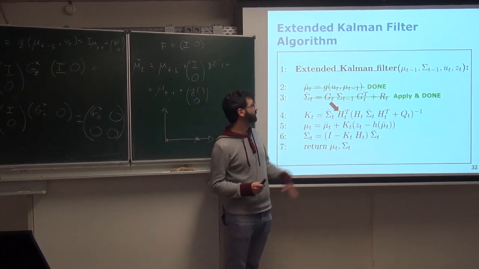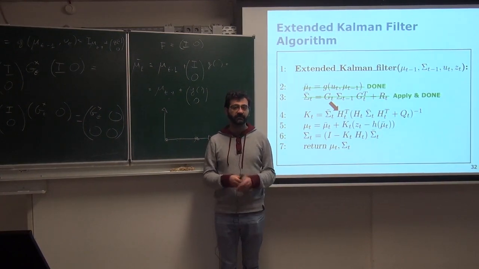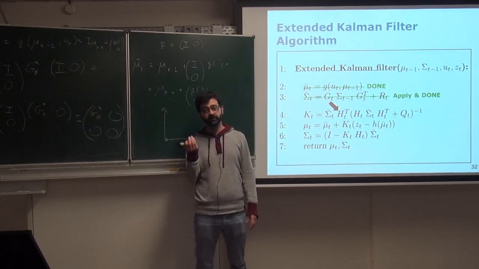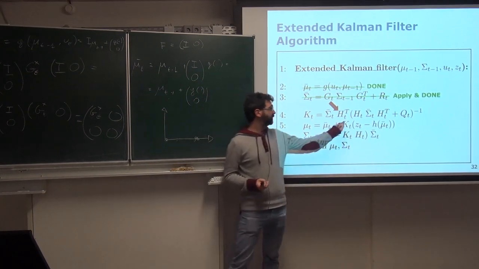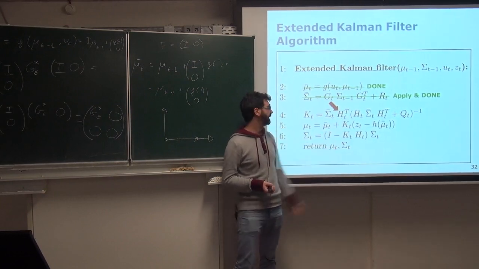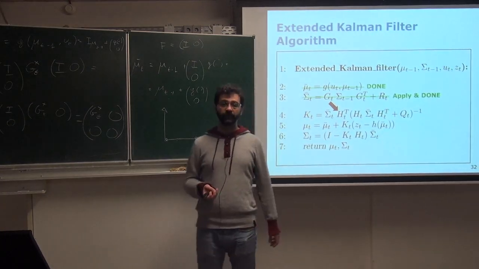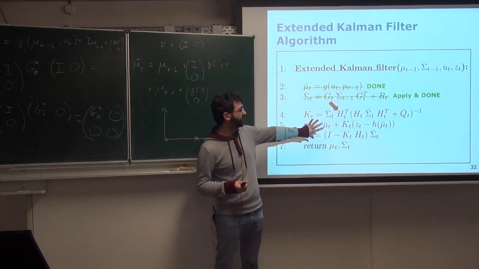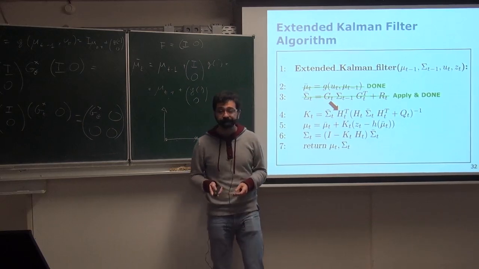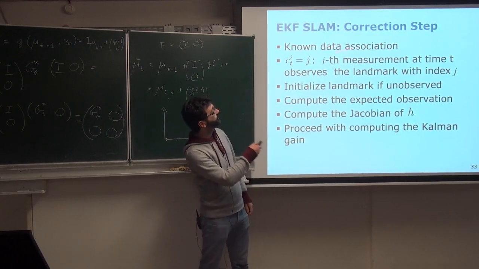So right now we just went through the prediction step, and what's missing is the update and measurement correction step. Again, these are the usual formulas of the Kalman filter, and what we are focusing on right now is the structure of this H, which is our measurement matrix, and also small h, which is our measurement function. We'll also take care of what happens if I'm observing a landmark for the first time and how I handle that. One thing we are considering is that we have known data association.